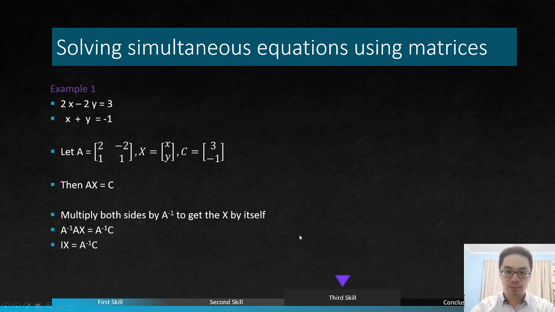The inverse of A multiplied by A just becomes our identity matrix, and therefore matrix X, or the unknown, is equal to the inverse of A times C. And you can do that on your CAS calculator. So you do A to the power of -1 multiplied by C, and that will give you the solution to x and y.